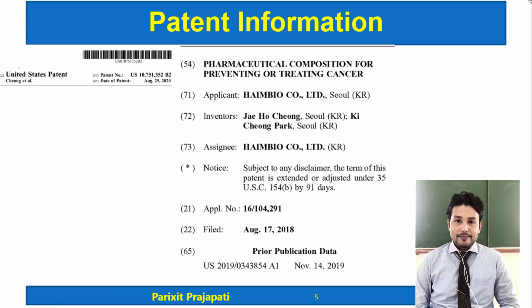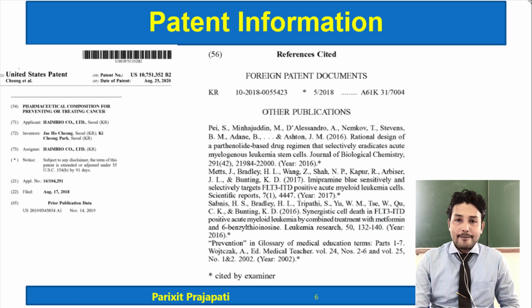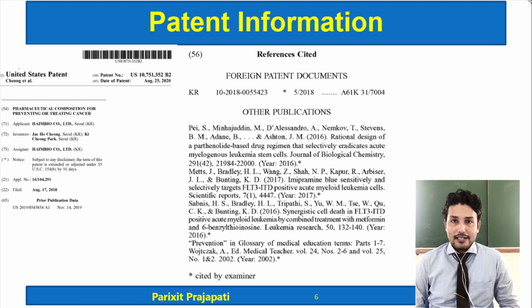Other than this, it also contains prior art. As I already said, what is prior art? So, here are the references cited, foreign patent documents and other publications related to the patent. Then it also contains the name of the patent examiner. In an Indian patent document, you will not find the name of the examiner assigned, but in other patents you will find out what the examiner is for that patent application.